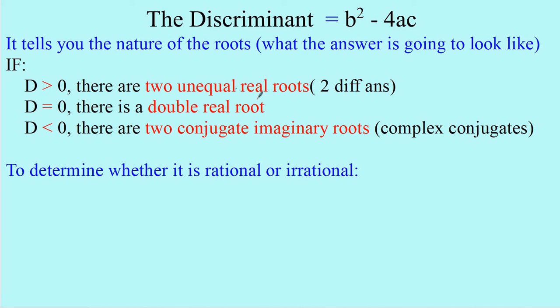Okay, but here, this is interesting. We have a double real root on the next one, so the discriminant is 0. Well, think about what that means. That means you have negative b plus or minus the square root of 0 all over 2. So that's just negative b plus 0 over 2 and negative b minus 0 over 2. Well, those are the same thing. That's just negative b over 2. So notice that's just one answer.